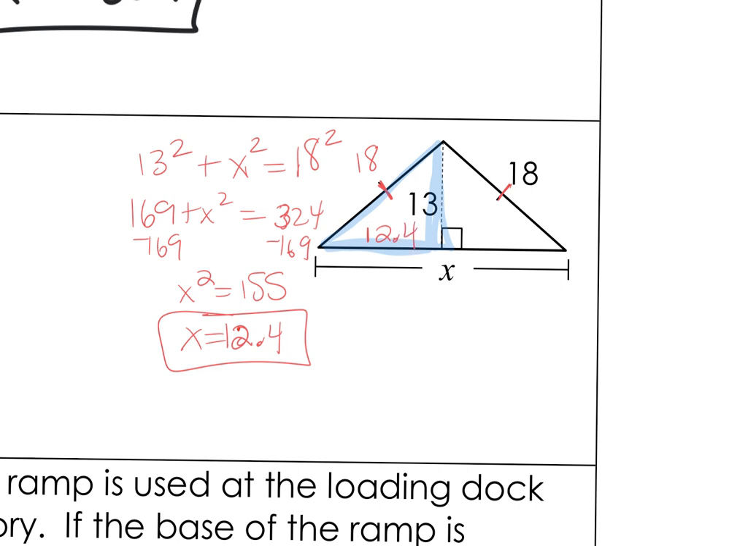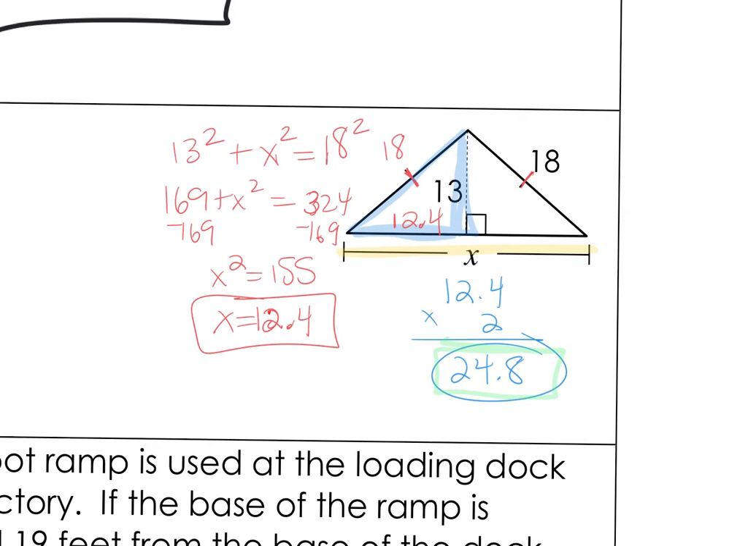So how am I going to get the full segment x? Does anybody have an answer for this? 24.8. Yeah, 24.8. Because at this point, you have to do 12.4 times 2. So it's 24.8 for the whole length of that segment. That's really the answer here, okay? Everyone okay on that part?